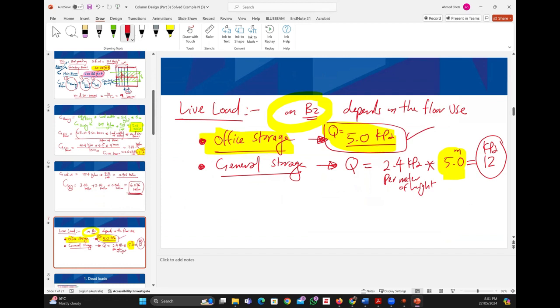Now we have the live load as kPa. So how much is Q on B2? Because we need to find the load on B2 as kilonewton per meter, not kPa. So how much is the live load on B2?